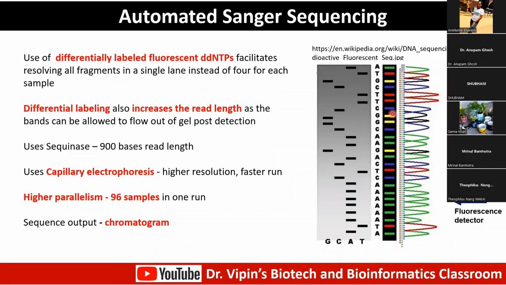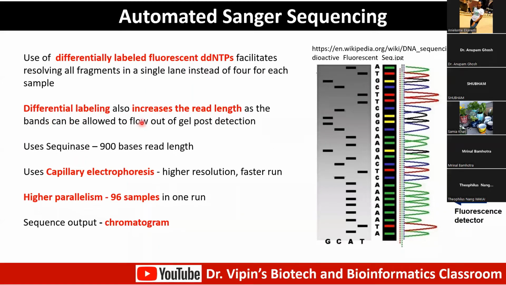So before using differentially labeled ddNTPs, the only label available was what is known as the radio label, and radio label would produce black color. So therefore, for one sample, you had to do 4 different reactions. With differentially labeled ddNTPs, it became easy. For one sample, you had only one lane, and that became easy.